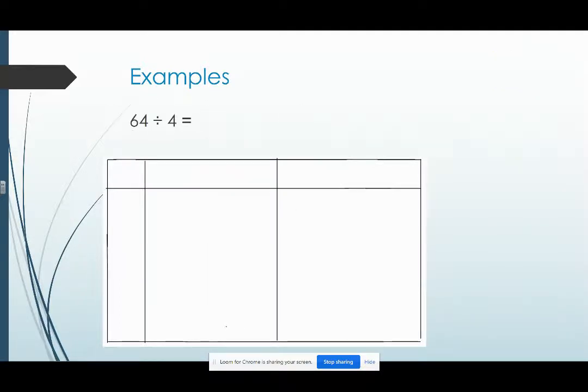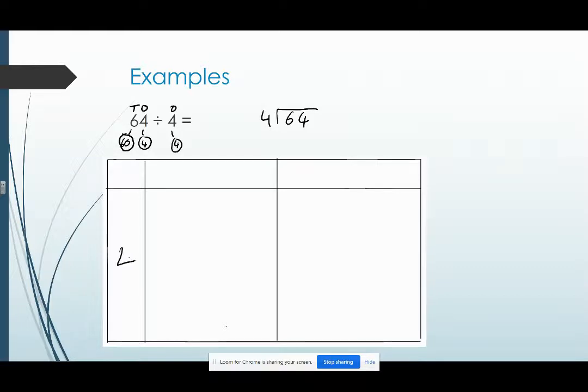Okay, 64 divided by 4. We're going to use the same steps to solve this. So step number 1 is writing out the problem in both ways. So 64 divided by 4 both ways, and labeling and partitioning. Awesome. Okay. Step 2 is putting these numbers into the grid in the correct place.